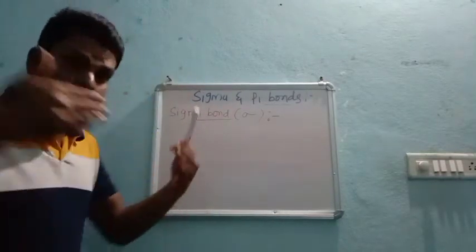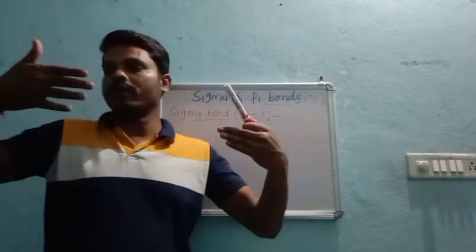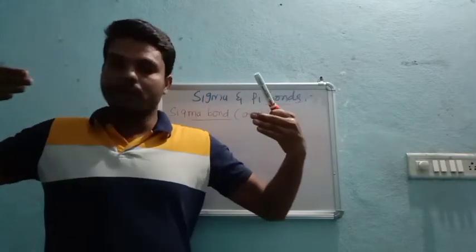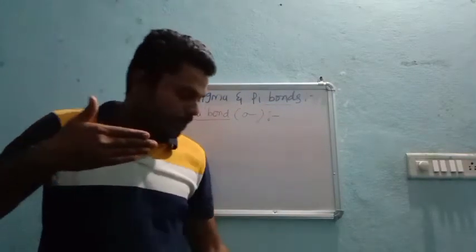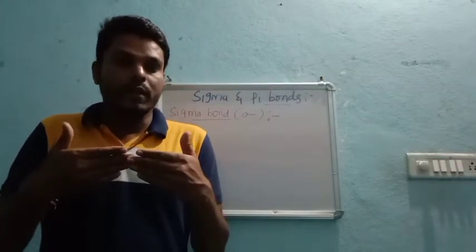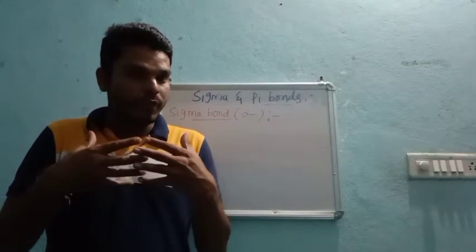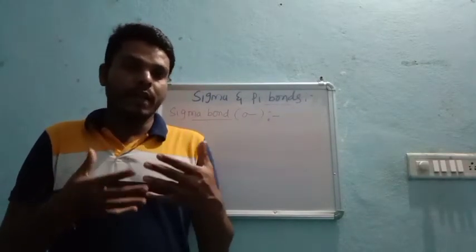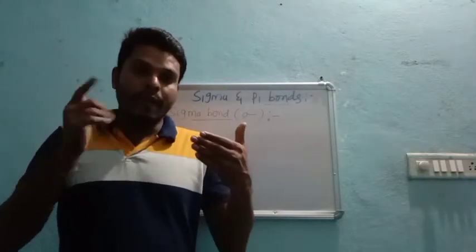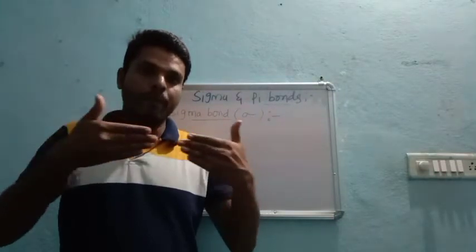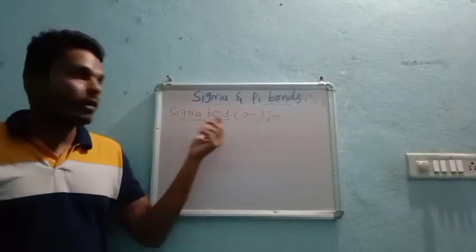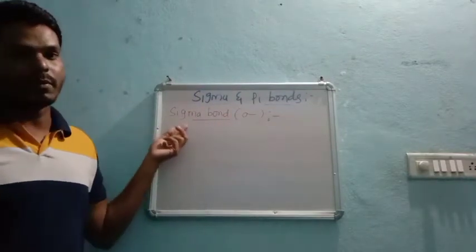If I consider this as one atom and this as the other atom and bring them close, what happens? An electrostatic force of attraction develops, and they attract each other. When the attraction starts, they overlap on one another. Whenever head-to-head overlapping takes place, that leads to the formation of a bond. That bond is called a sigma bond.